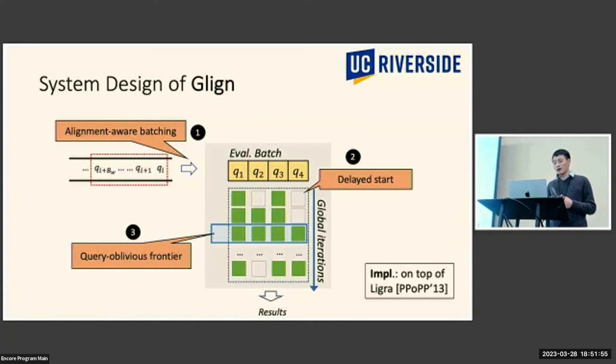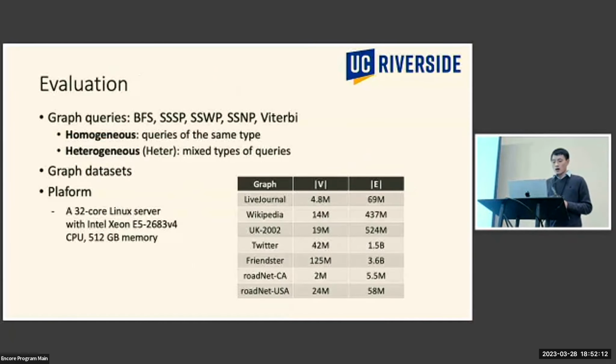We implemented the above ideas as a runtime system on top of the Ligra framework, which is a popular in-memory graph processing framework. We call our system Glign, and it integrates all three techniques that I mentioned earlier. We evaluated Glign using commonly used graph queries that are randomly generated and grouped based on their types, so we cover both homogeneous and heterogeneous queries. We use commonly used graphs to evaluate our system, and we run it on a 30-core machine with 512 gigabytes of memory.